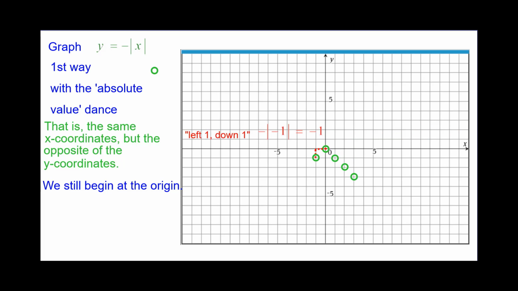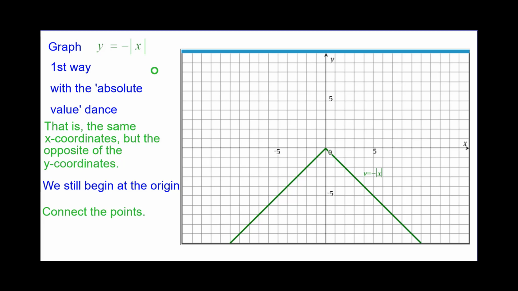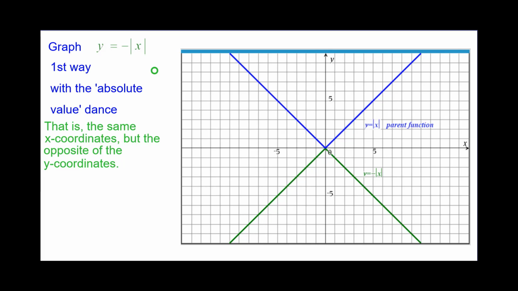And then to the left 1 and down 1 instead of up 1 like we normally would. Left 2 and down 2, and left 3 and down 3. Connecting the points, we get the beautiful V for the absolute value, except it's upside down. Comparing that to the parent function, and remember, the graphs are reflections of each other about the x-axis.